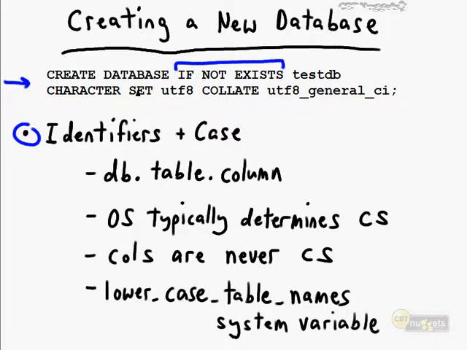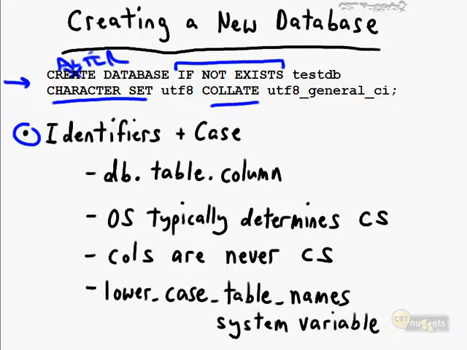Other things you can throw in are specifying a character set and a collation for that database at creation. Of course, you can also alter a database after it has been created if you need to make additions or subtractions to these parameters or others.